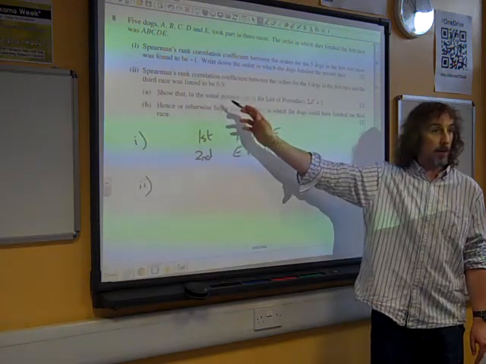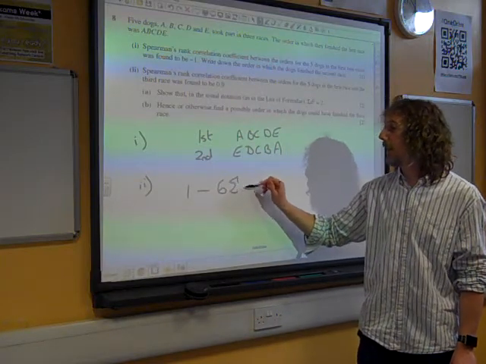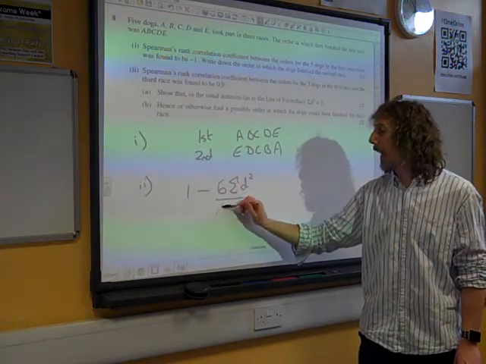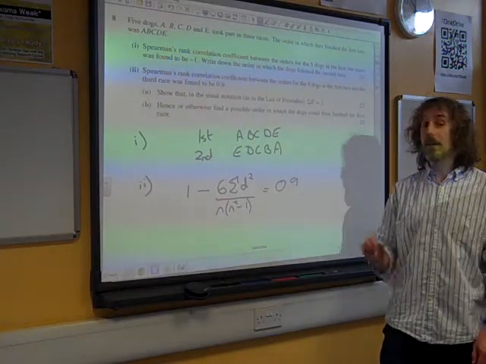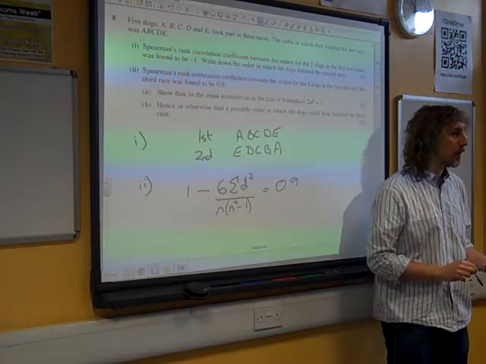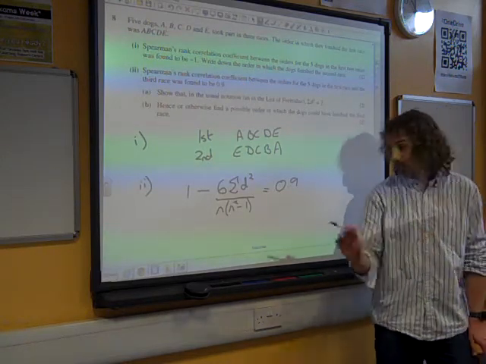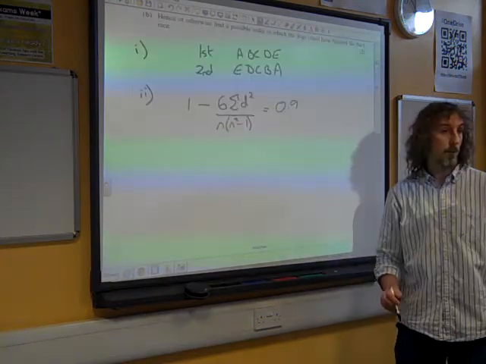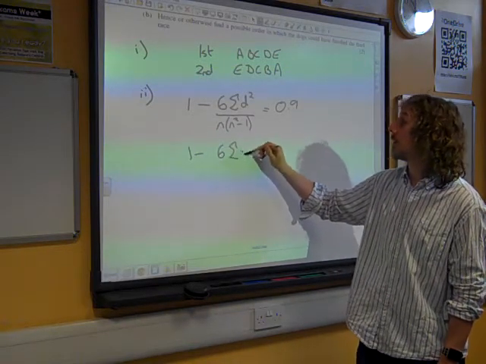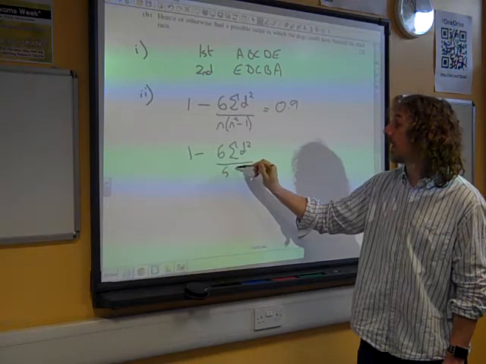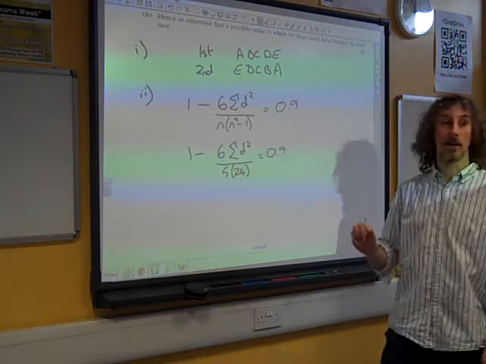Spearman's rank was 0.9. So that means 1 minus 6 sigma d squared over n times n squared minus 1 was equal to 0.9. Except it's not quite that, is it? Because we know a little bit more than that. We know that there are 5 dogs involved in this whole situation. So n was 5. So actually I should have written 1 minus 6 sigma d squared over 5 times 24 is equal to 0.9.